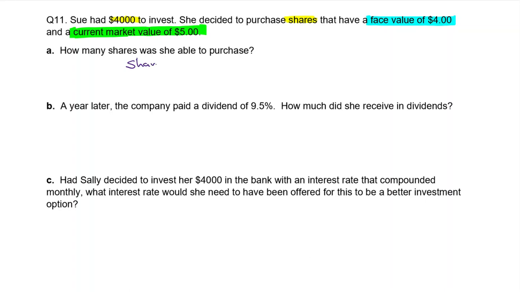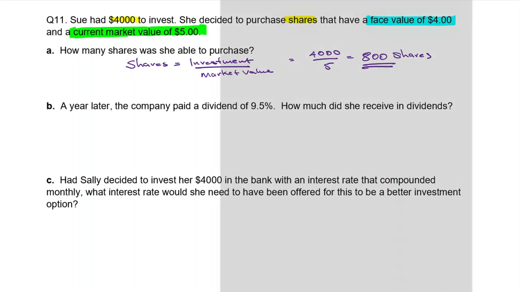So the shares is the amount invested, so the investment divided by the market value, which is 4,000 divided by 5, which is 800 shares. So this person now has bought shares.